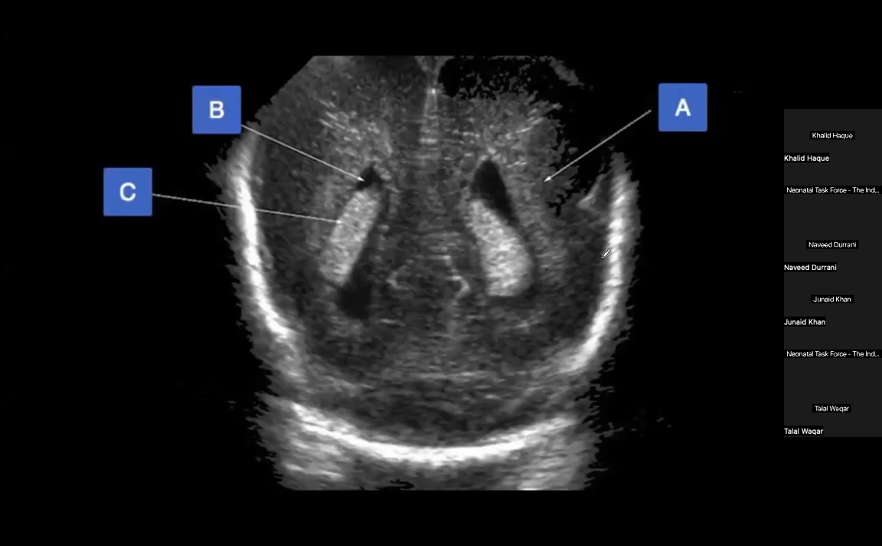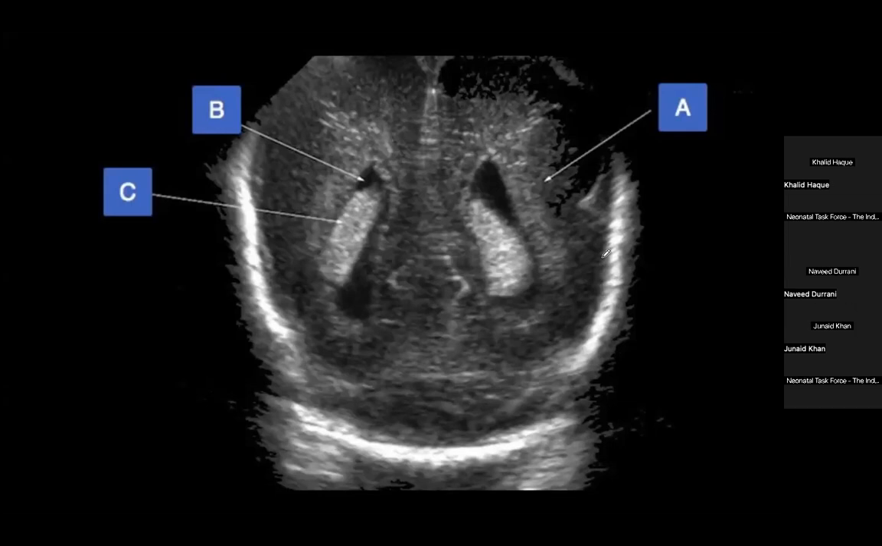So I will need some volunteers, don't be shy. Just tell me about these structures represented by A, B, and C. Any volunteer who wants to volunteer? This already came in my presentation, just to see whether you were awake or not. If not, then maybe I can request Saeed to tell me.